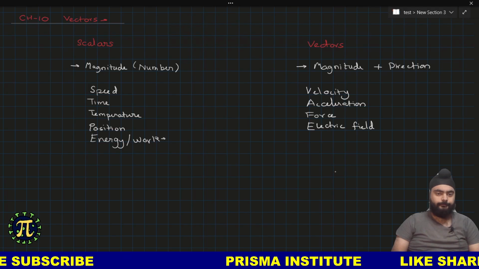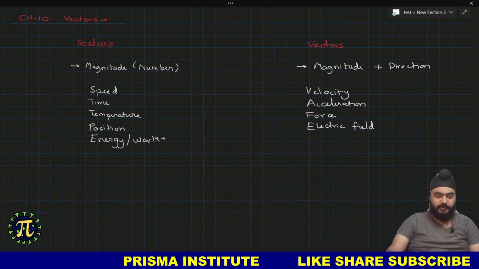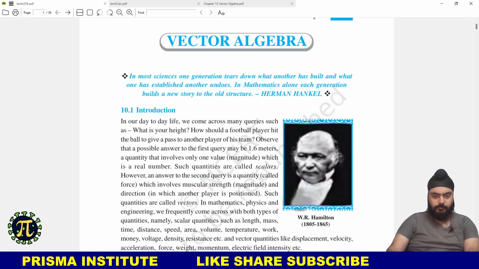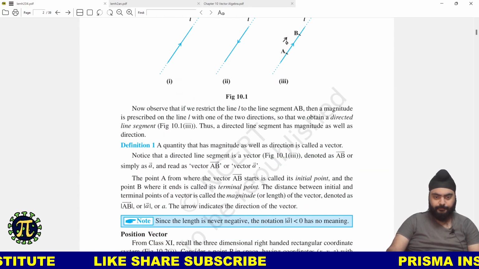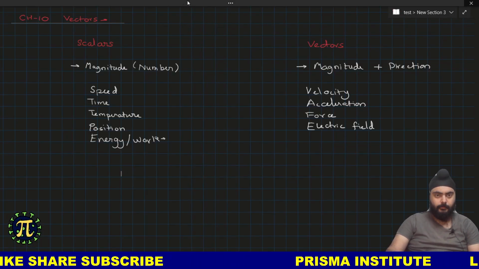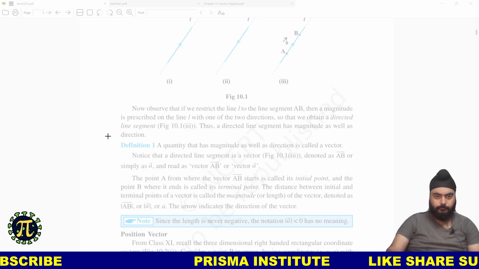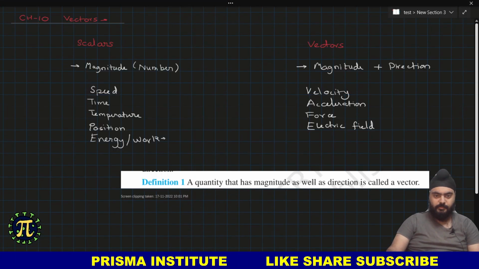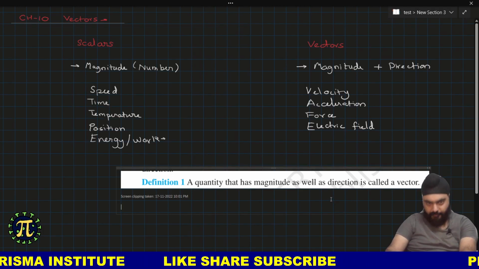Okay, so let's continue from NCERT and give some basic definitions. Here's a definition: a quantity which has magnitude as well as a direction is called a vector.